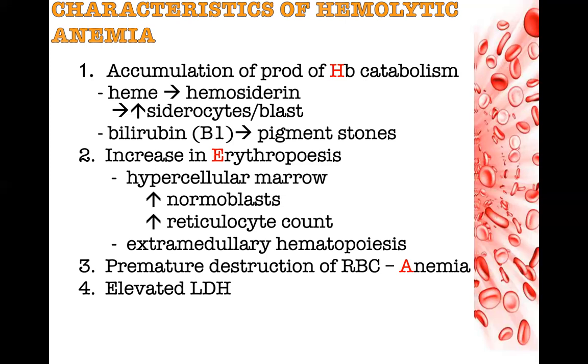As a result of the destruction, you release enzymes that are inherent to the red cells. One of those is your lactate dehydrogenase. So, accumulation of the abnormal products of hemoglobin catabolism, increased erythropoiesis, and anemia are the prominent characteristics of a patient or presentation of someone with hemolytic anemia.